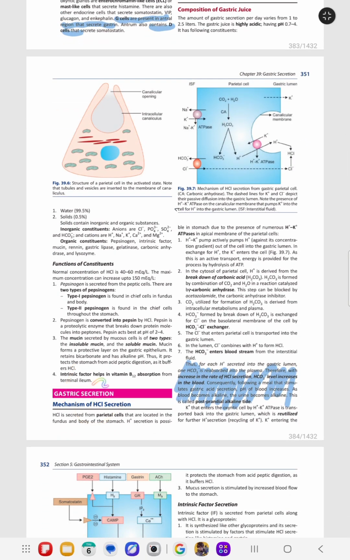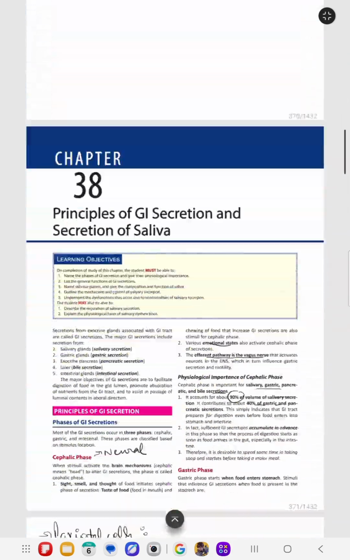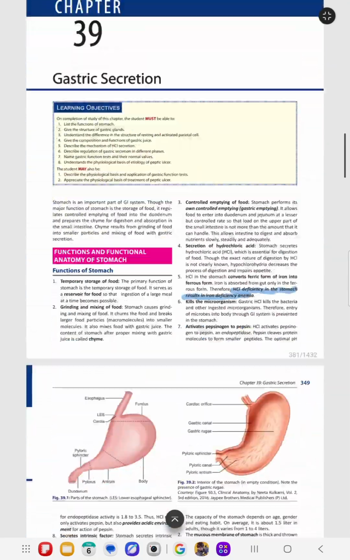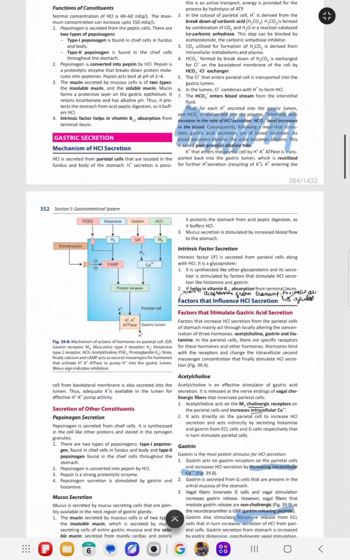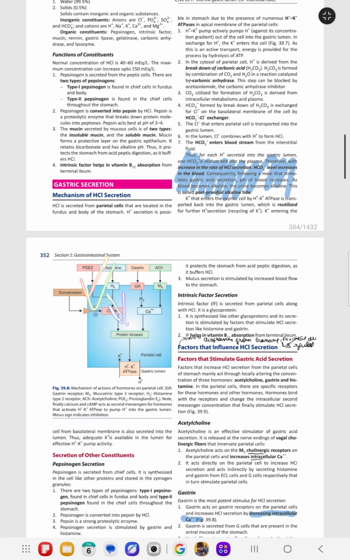We studied gastric secretion. We studied the phases of GI secretion, and gastric secretion is about our stomach. The diagram we studied in Ganong, you will draw it over here: cAMP and calcium, protein kinase, the hydrogen-potassium ATPase.